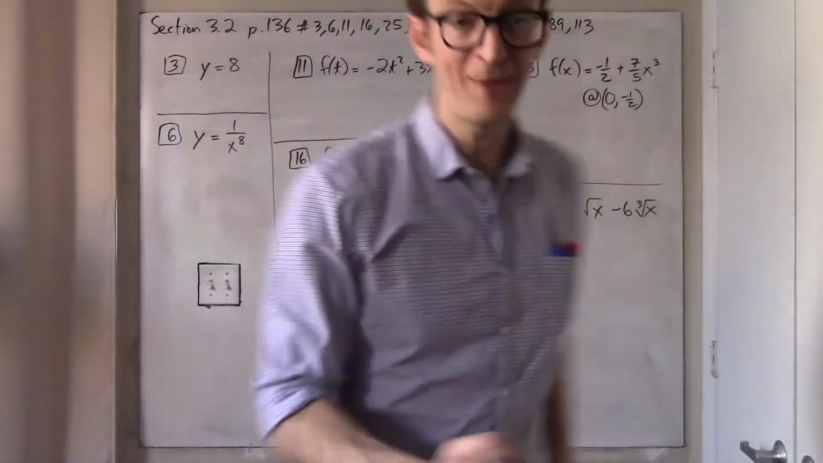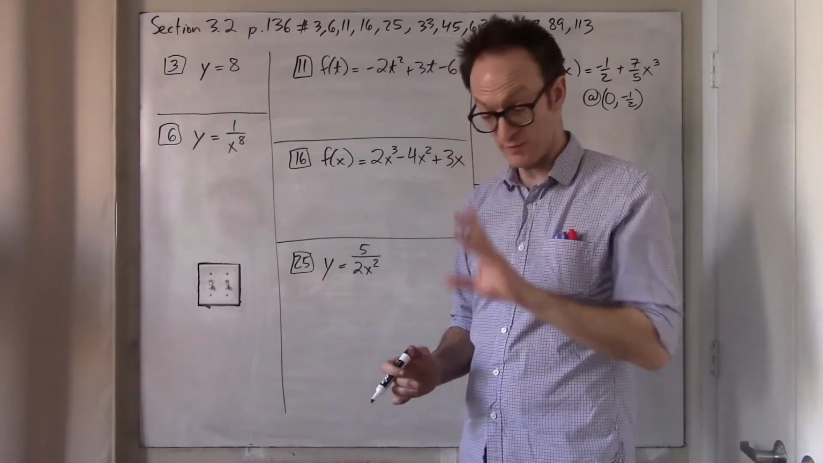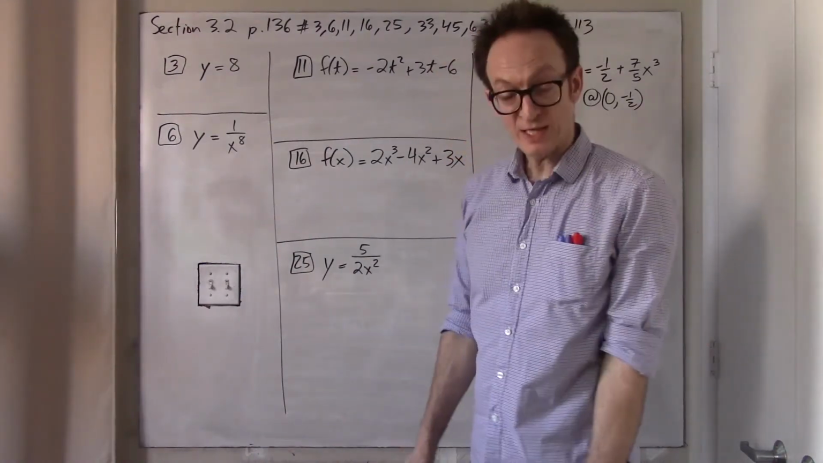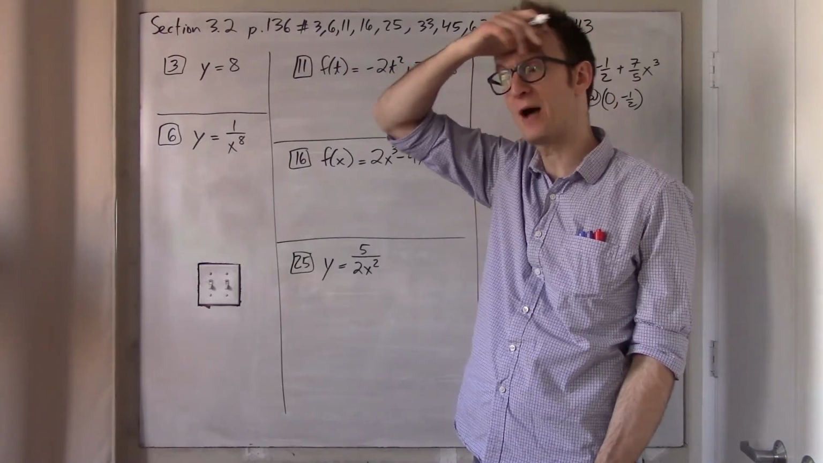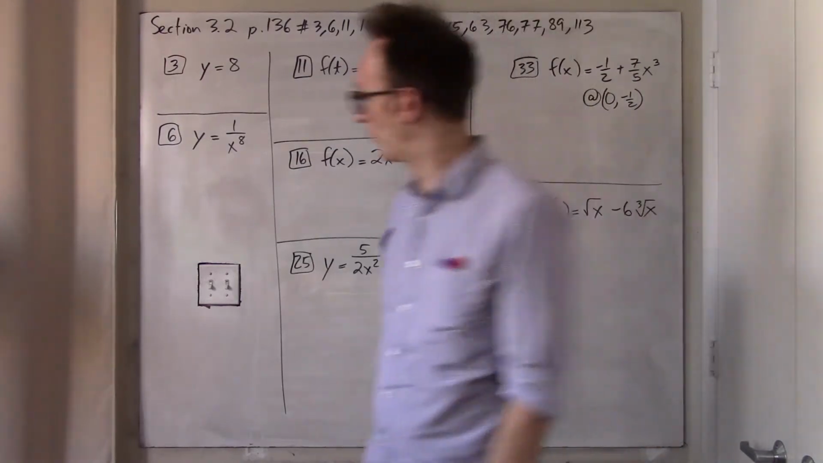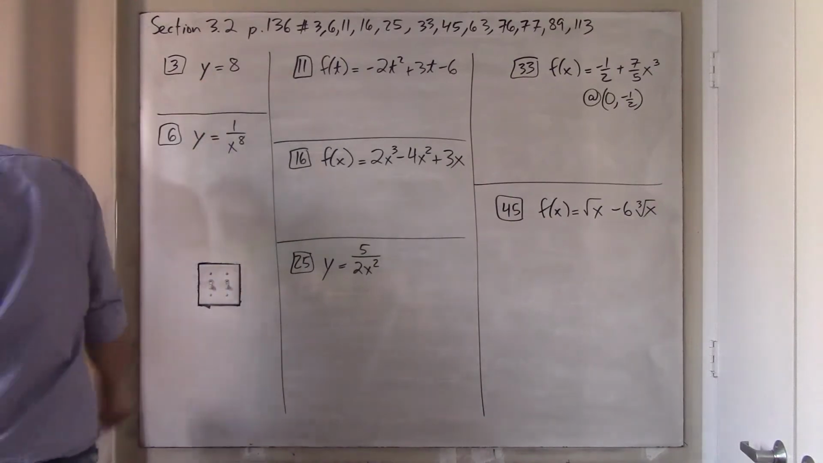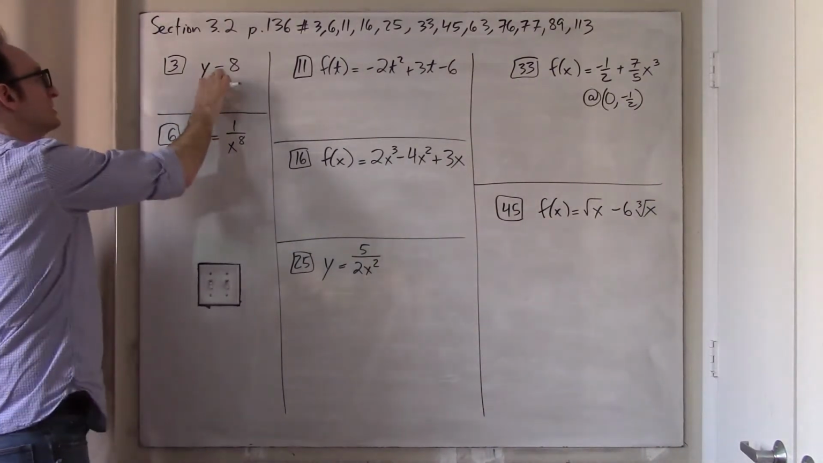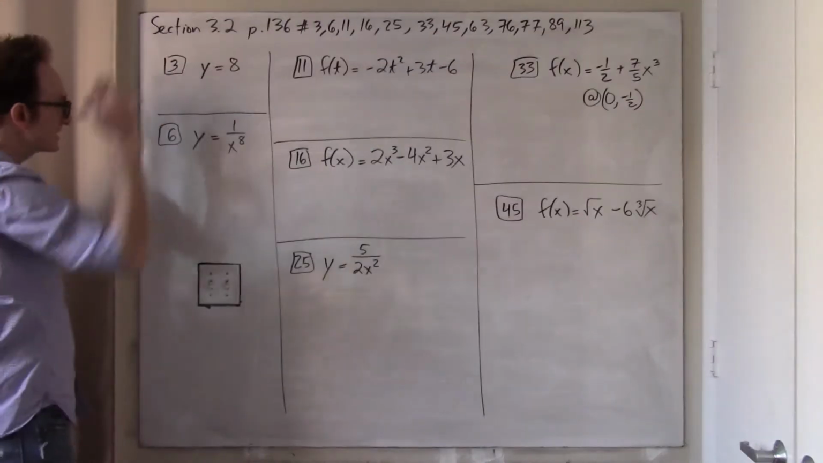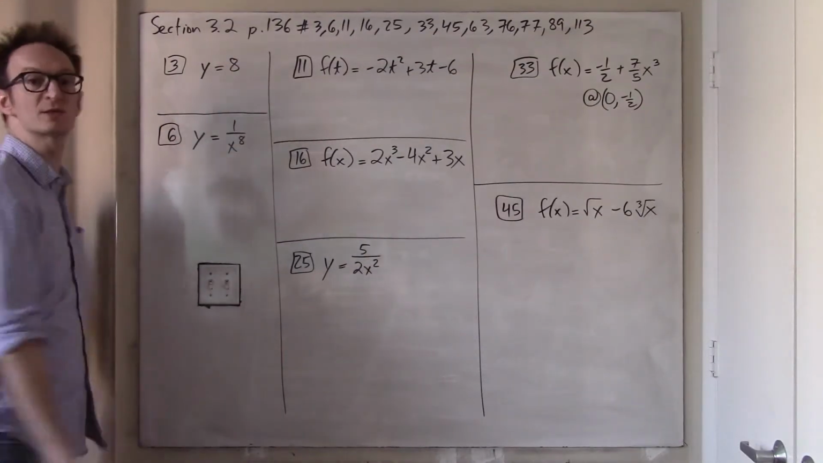Okay, finally, getting back to going over the rest of this homework. This was section 3.2. This was the first homework that you had to do after learning the power rule. They ask us to find the derivative. So this is just the curve y equals 8. What is the derivative? The answer is just 0.